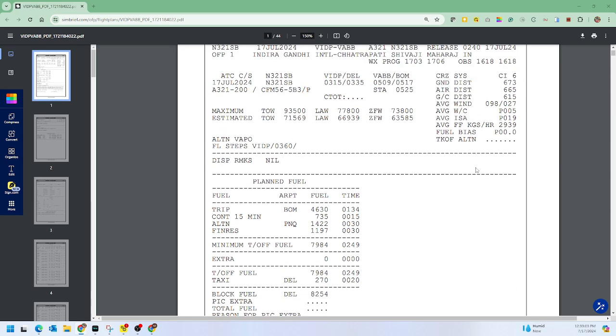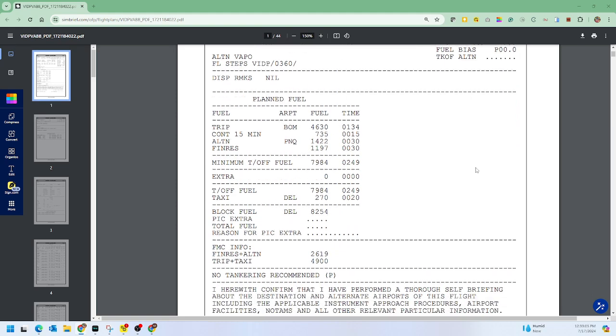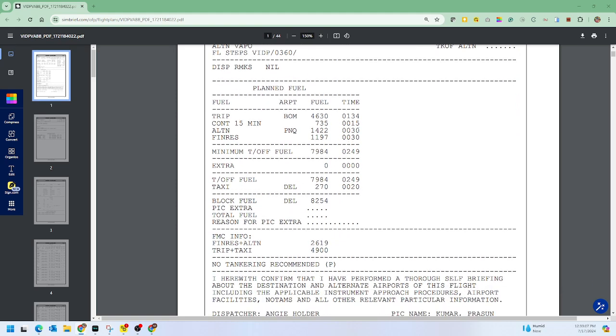So whenever you create any flight plan, you will see this section generally on page number 1 that will be something like planned fuel. Okay, and why is this required? Whenever we plan a flight or do a calculation, this fuel calculation is also done to ensure a safe flight.